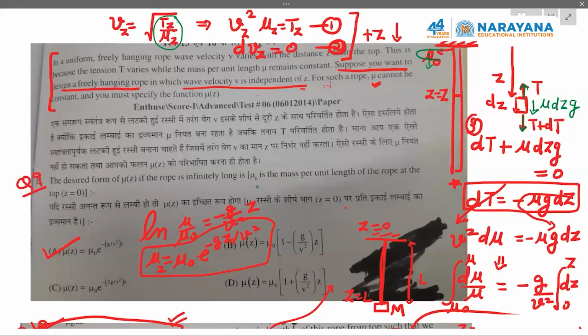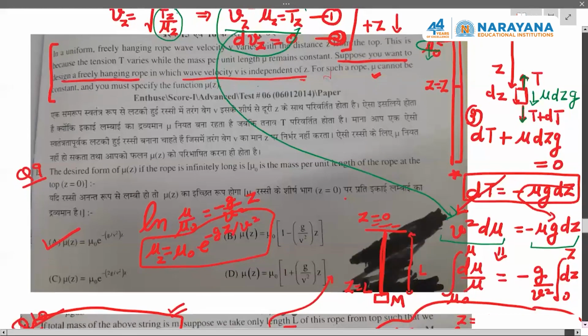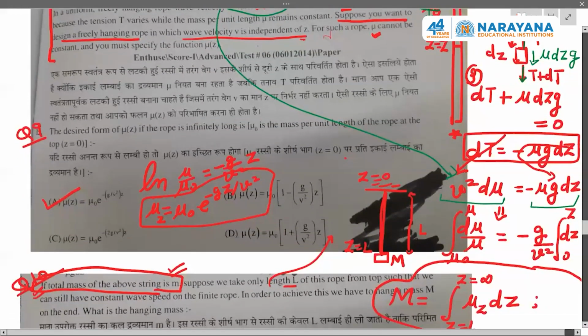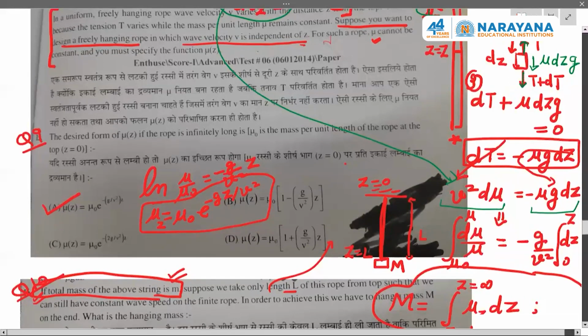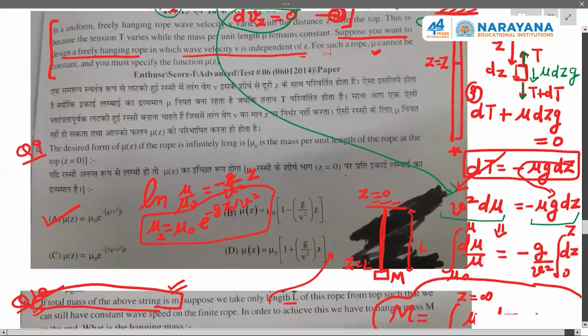So I got an expression for dT. And I knew from this place that because dv is 0, v is constant. So I took dT as v square d mu. I've just taken d on both sides. So v square d mu it became, and that was equal to minus mu g dz. Then it was a simple integral. I got mu as a function of z. Then, he had given in that problem that at z is equal to 0, mu was equal to mu naught. So I used everything.